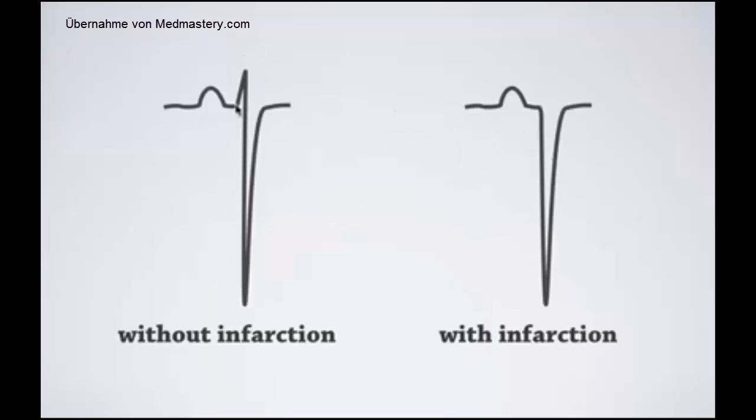Here are the two settings side by side. Small R wave, a large S wave in the setting without infarction, and a big QS complex when myocardial infarction developed, so the R wave gets lost.